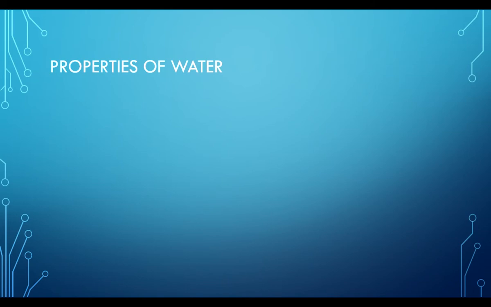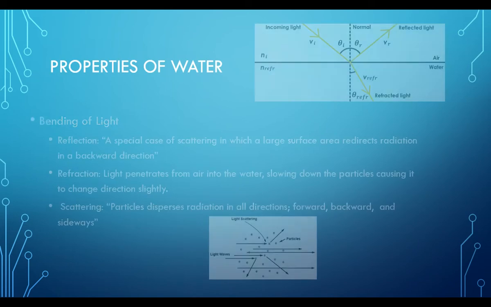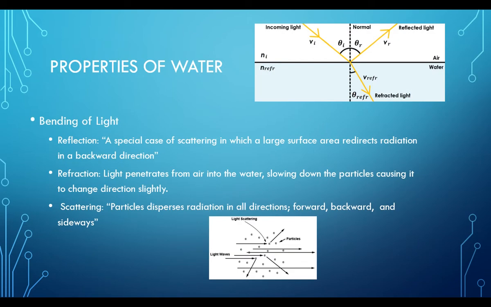As I stated before, I'll be talking about the bending of light, and this can be broken into three categories: reflection, refraction, and scattering, as I said before. Both reflection and refraction can be seen in the top right image, and then scattering can be seen on the bottom one. Reflection, I'll start with that one first, is a special case of scattering in which a large surface area redirects radiation in a backward direction.